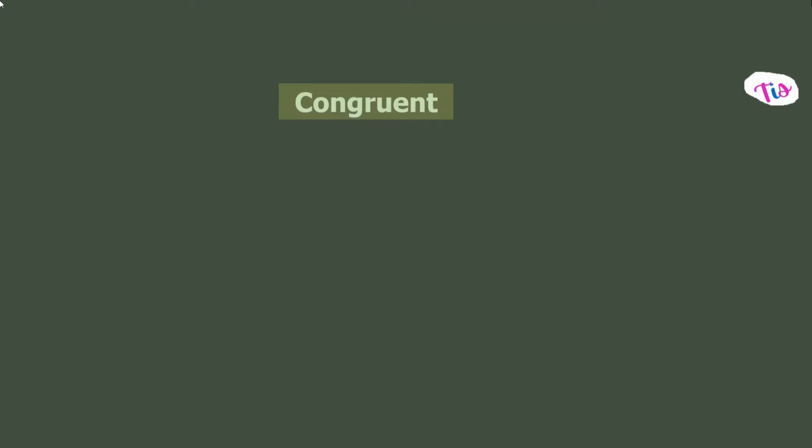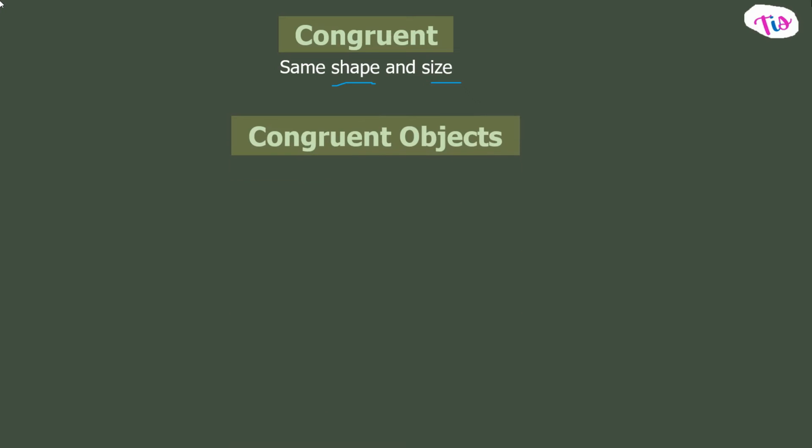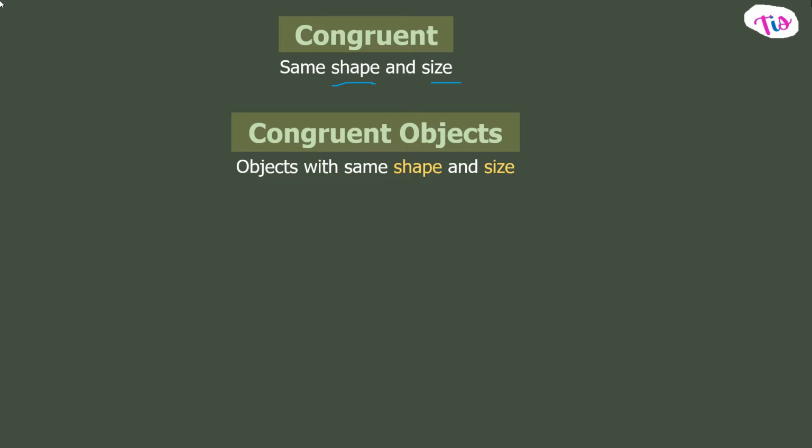Okay, what does congruent mean? What is the meaning of this word congruence? Congruent means same shape and size. Congruent means same shape and size. So what will congruent objects mean? Congruent objects are the objects which have the same shape and size. If the shape and size are the same, then what will happen? The objects will superimpose or overlap each other. You can say that congruent objects superimpose or overlap each other.